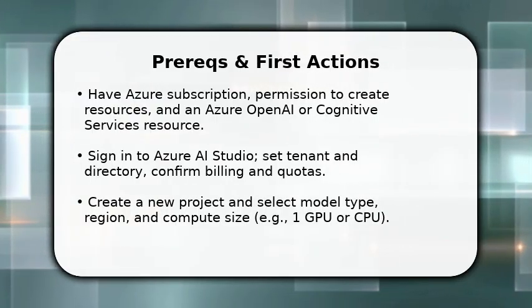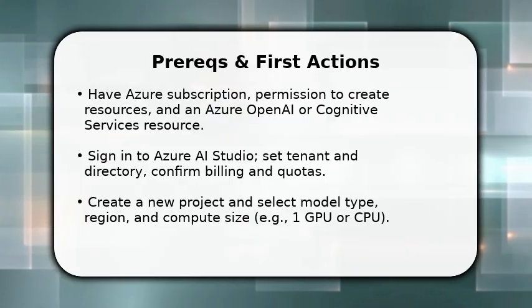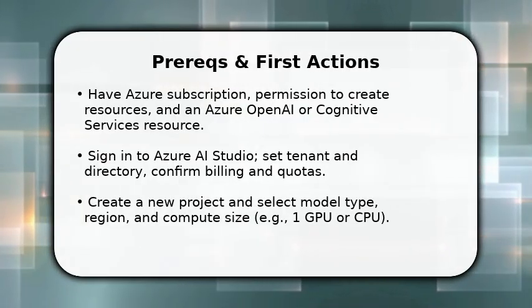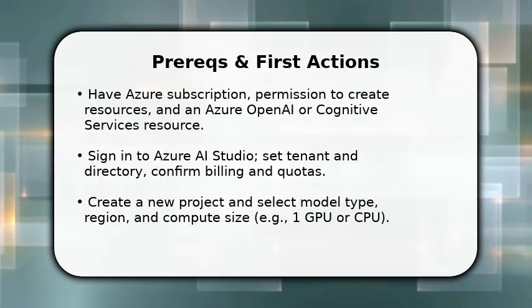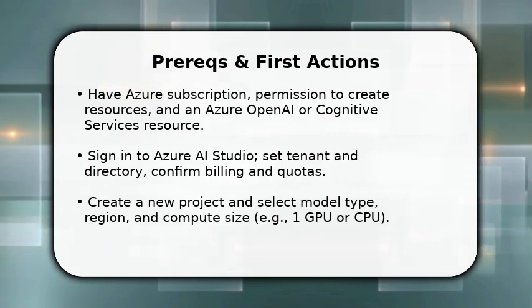Next, create a project immediately and choose model type, region, and compute size. For example, 1 GPU for faster experiments or CPU for low-cost tests. This gets you into the workspace right away, so you can move from setup to building without delay.